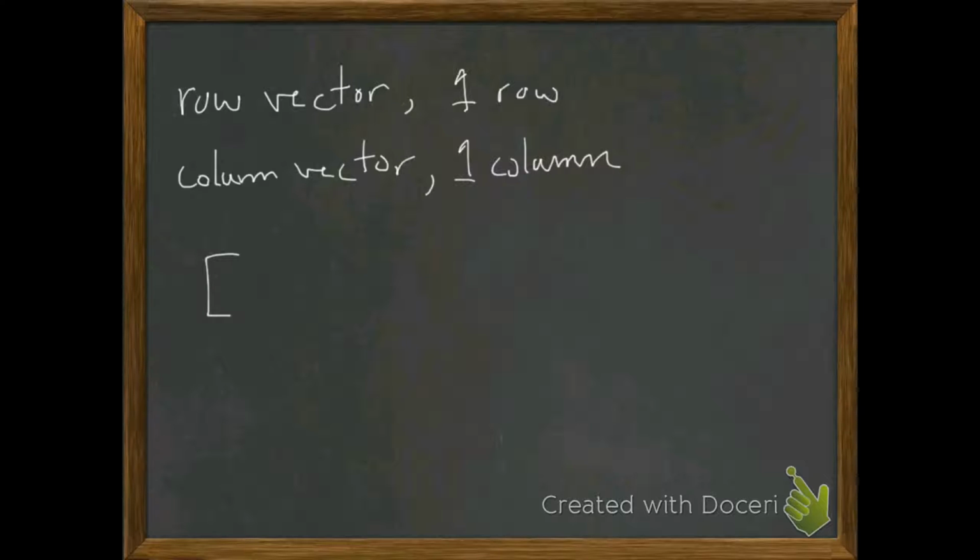So if we have something like 2, 4, 7, this is a 1x3 matrix, so we would call that a row vector with three columns. And if we have a 2, 4, 7 like this, we have a column vector, one column and three rows.